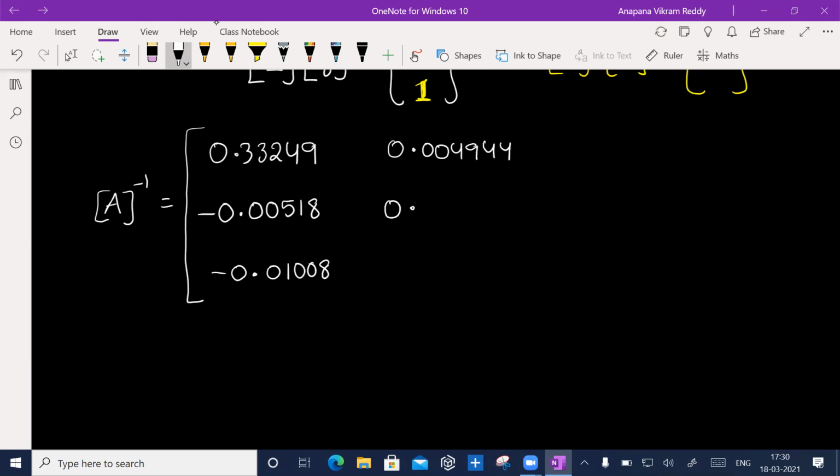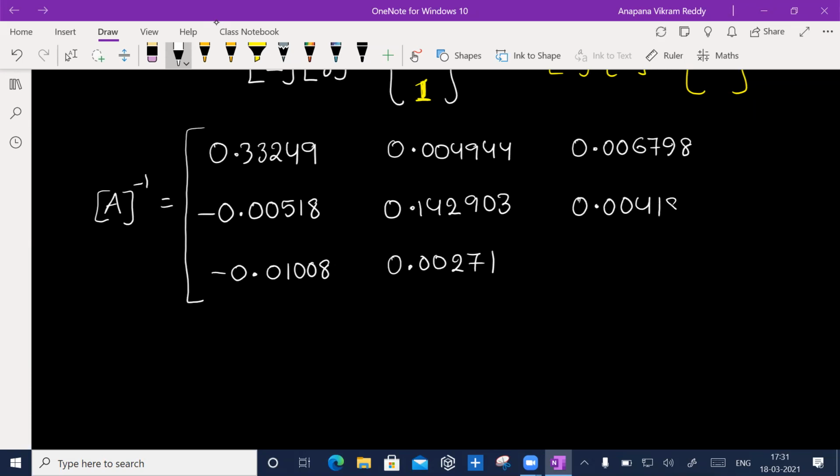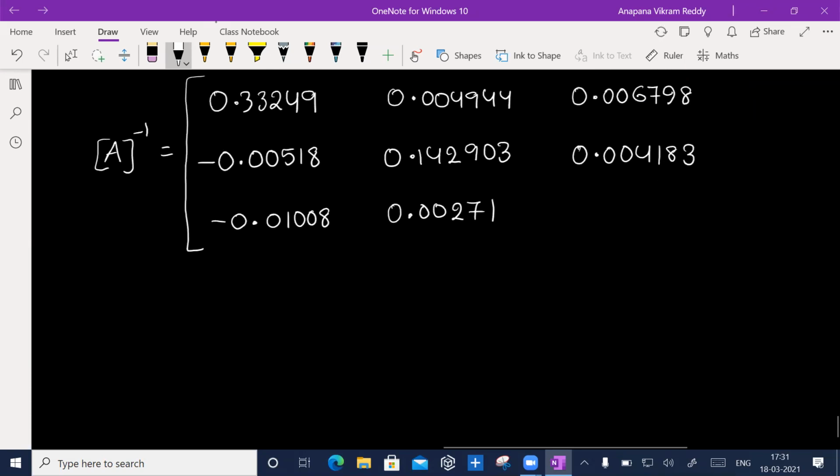0.004940, 0.142903, 0.00271, and 0.006798. The third one, okay, 0.004183. Okay, and this is 0.09988. Okay, approximately double eight or double three, whatever.